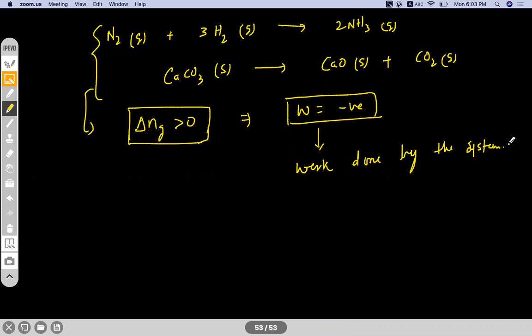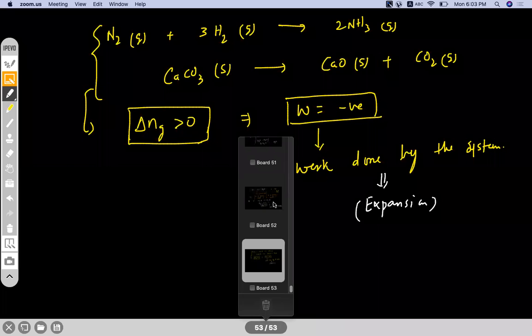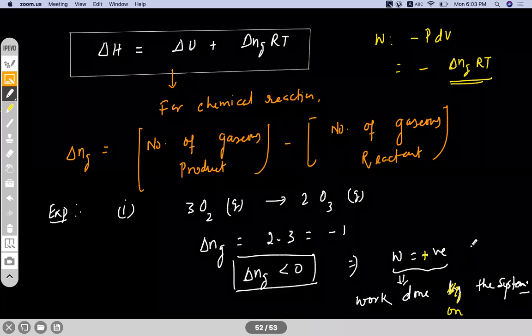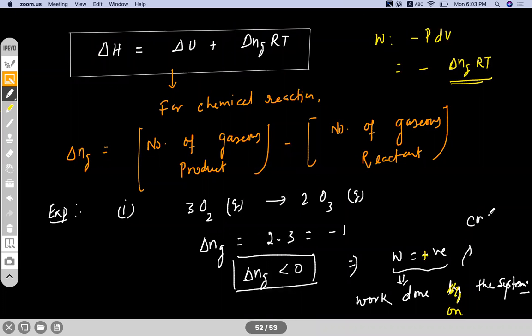Okay, when you have negative, it means work done by the system. And when system is doing work, it is a case of expansion. When work is done on the system, meaning we are doing work on the system, it is a case of compression.